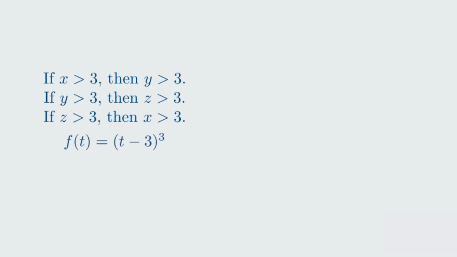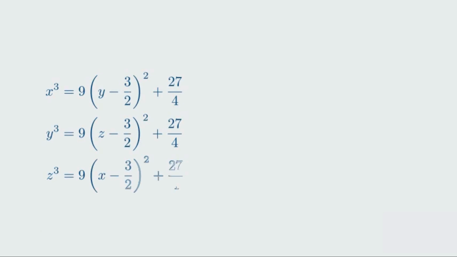Now let's examine what happens if t is greater than 3. For any number greater than 3, f of t will be positive. If t is greater than 3, then t minus 3 is a positive number and cubing it results in a positive number. In other words, there are no solutions to f of t equals 0 for t greater than 3. What does this mean for our system?